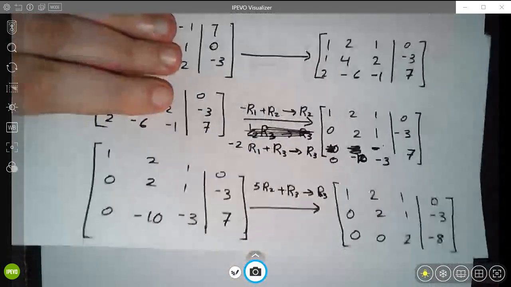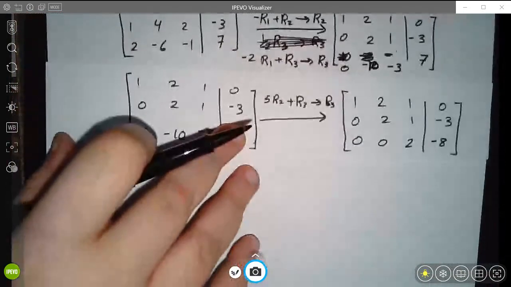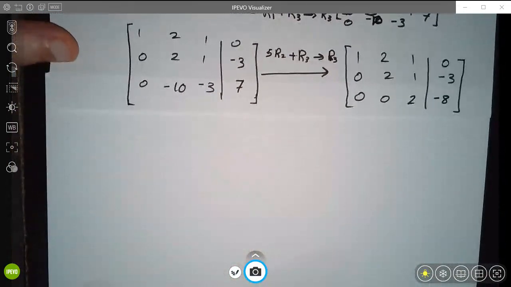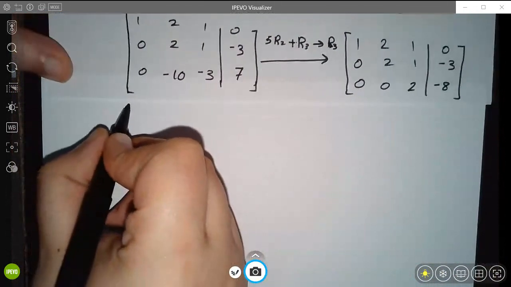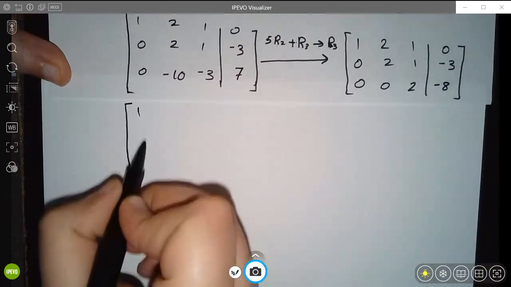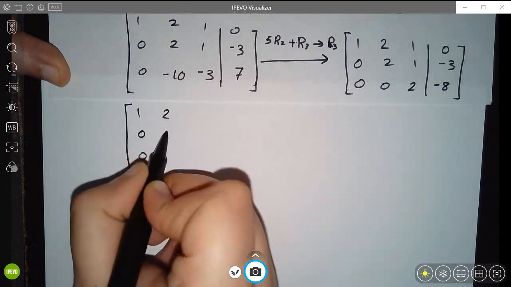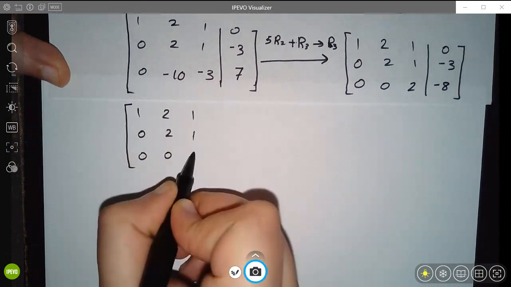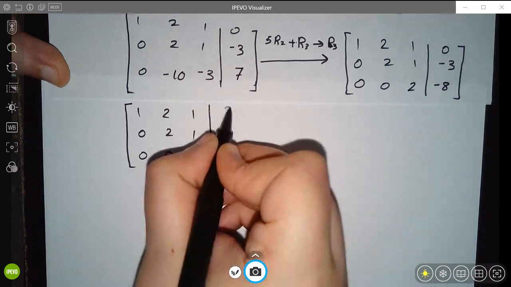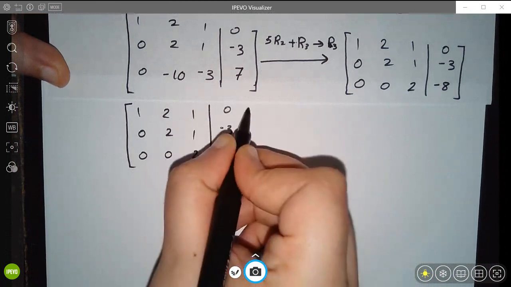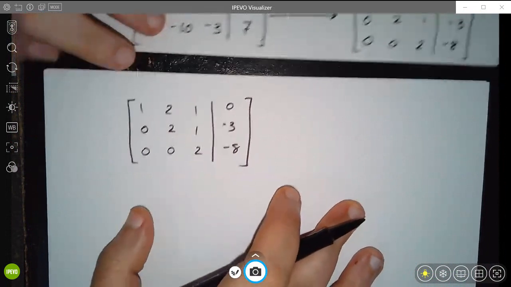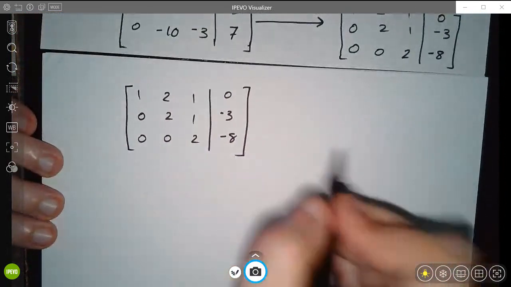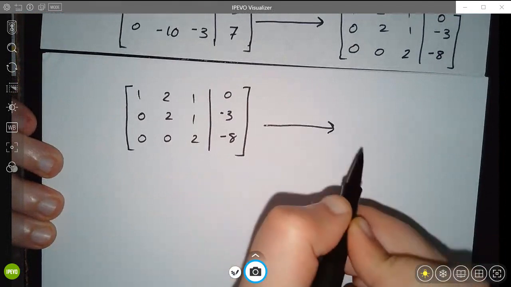To slide this down a little so I'd have more room. Like that. Now I'm going to copy this one right here. So here's my matrix. We have 1, 0, 0, 2, 2, 0, 1, 1, 2. 0, -3, and -8. Okay? I'm going to take this away now. New operation.